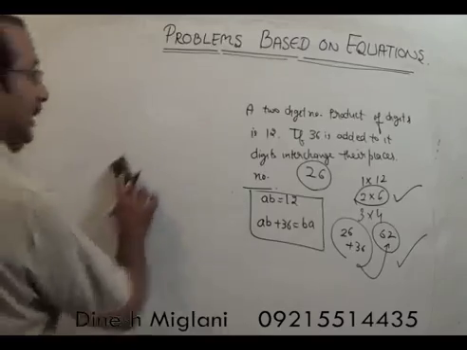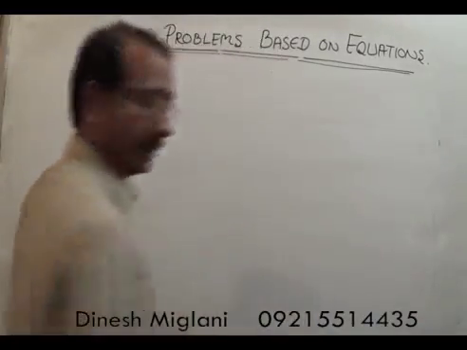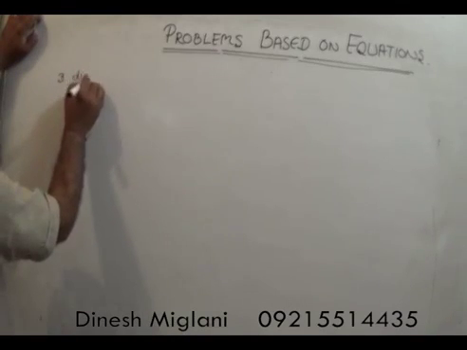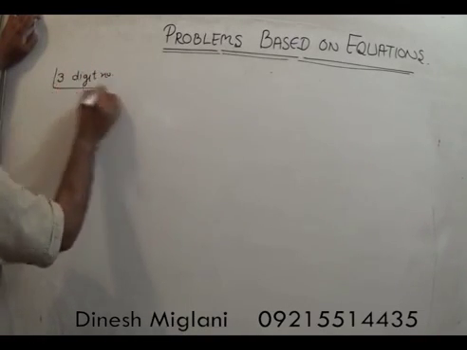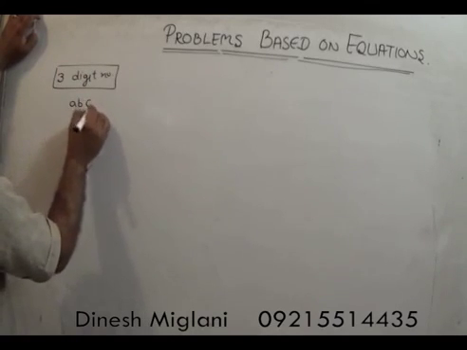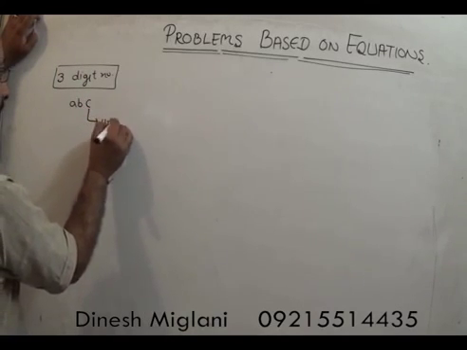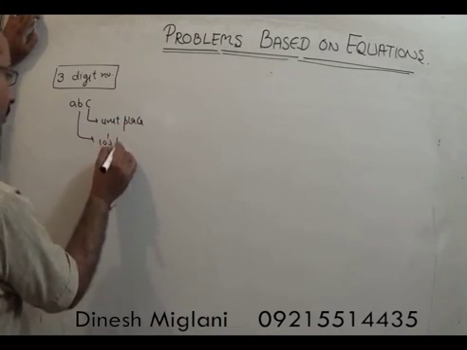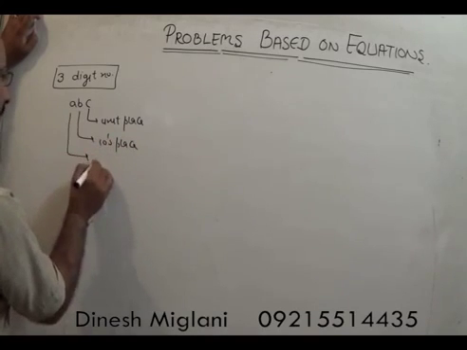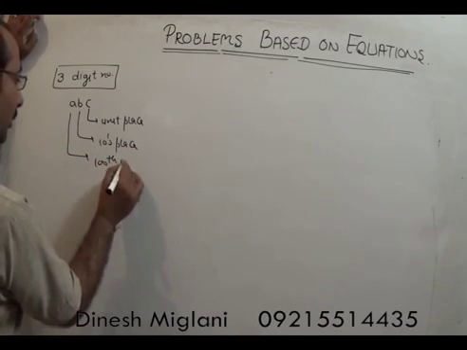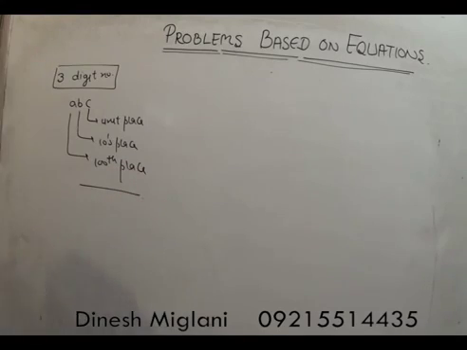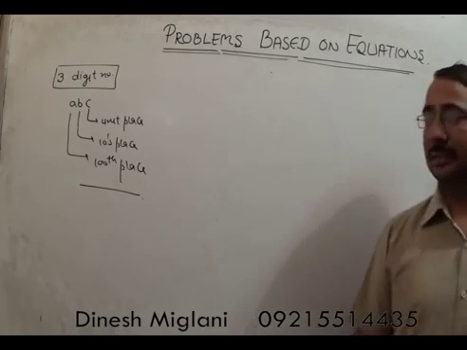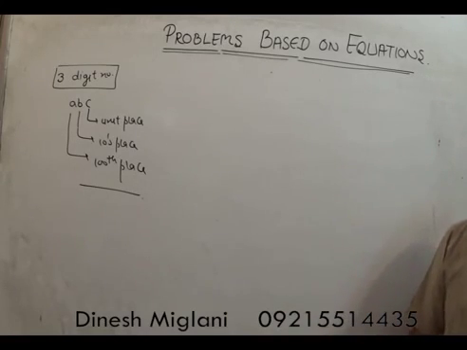Now after this we have a 3-digit number. When we consider a 3-digit number, it is taken as ABC, where C is considered as the unit place, B is considered as the tens place, and A is considered as the hundredth place, right?